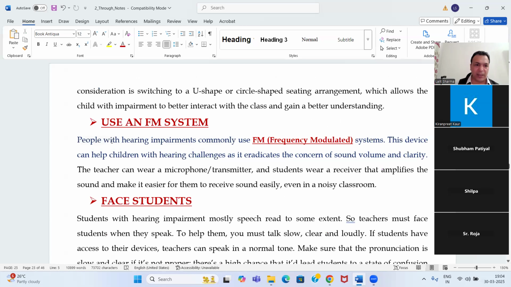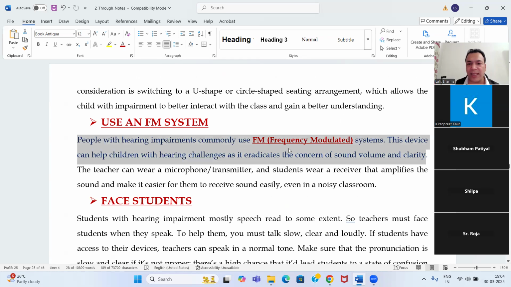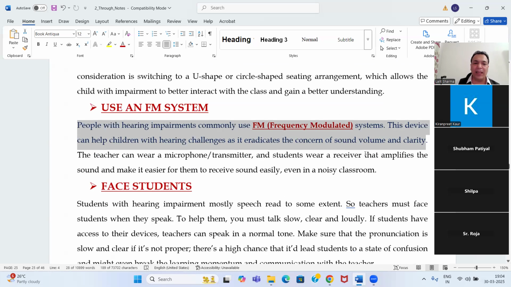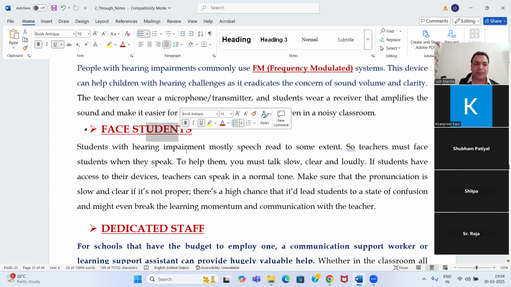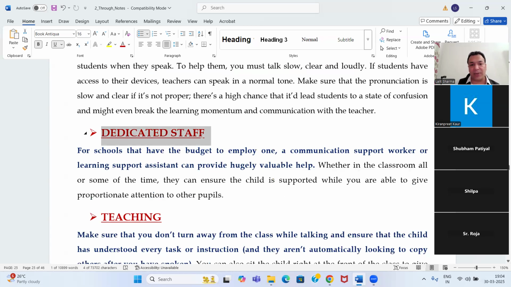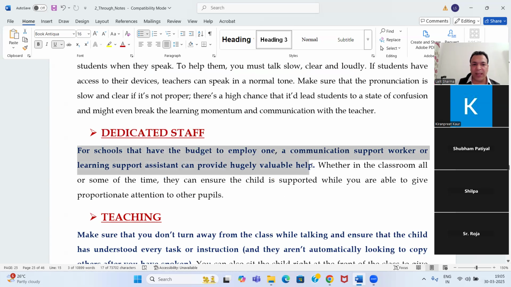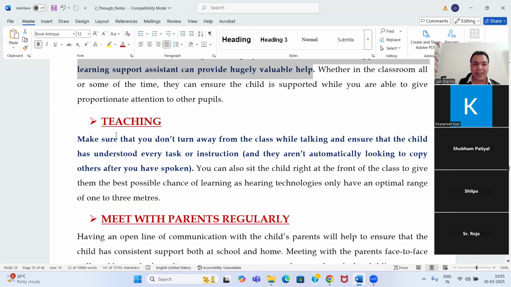ये देखो, इसको पढ़ लेते हैं हम थोड़ा सा. People with hearing impairment commonly use the frequency FM system. This device can help children with hearing challenges as it eradicates the concern of sound volume and clarity. Right? Dedicated staff, right? For schools that have the budget, employing one communication support worker or learning support assistant can provide hugely valuable help. अच्छे schools होते हैं उनमें ना, they hire, teaching.